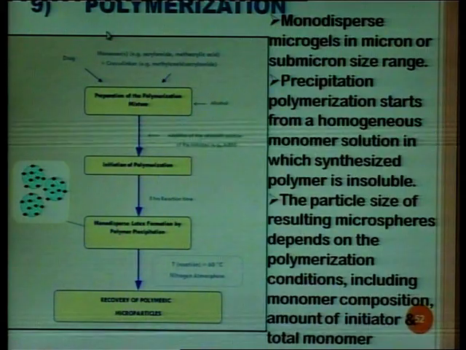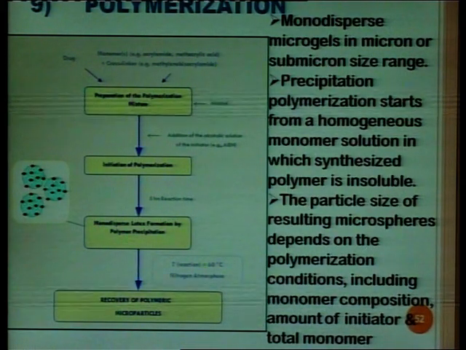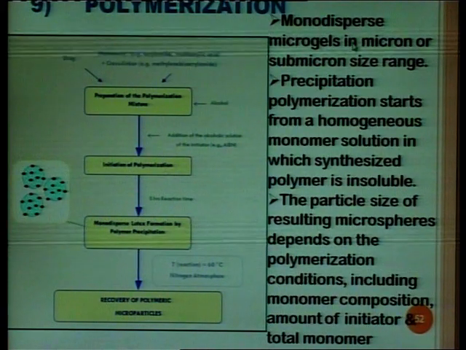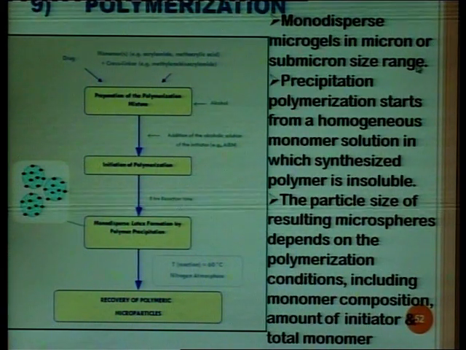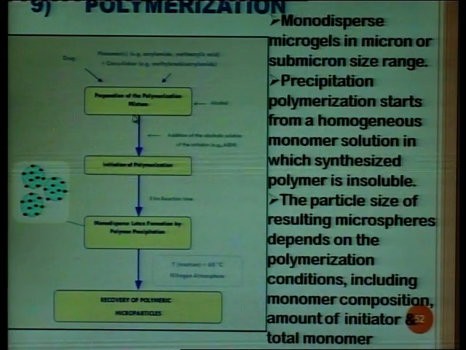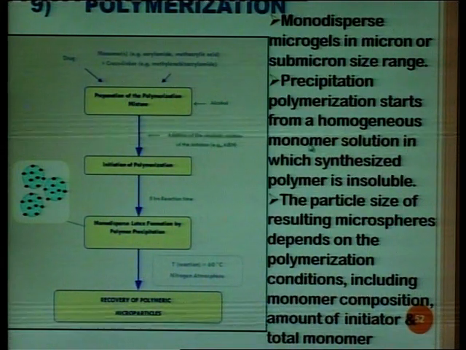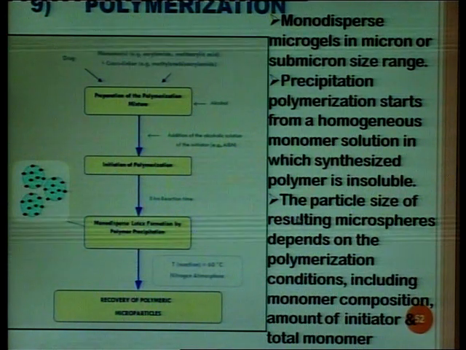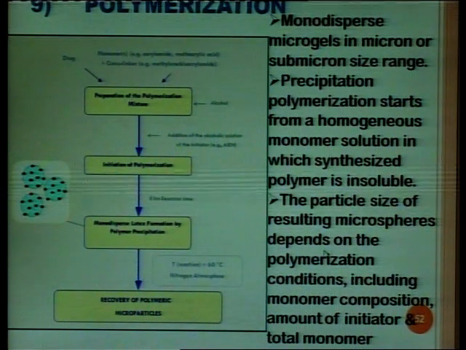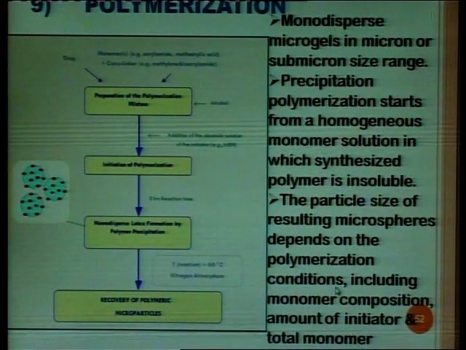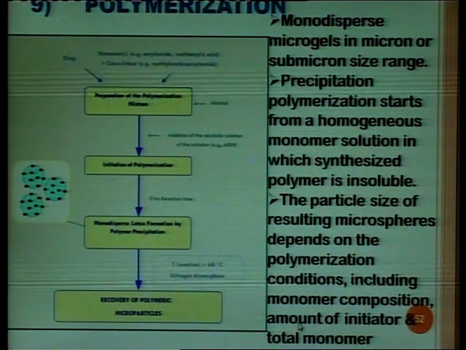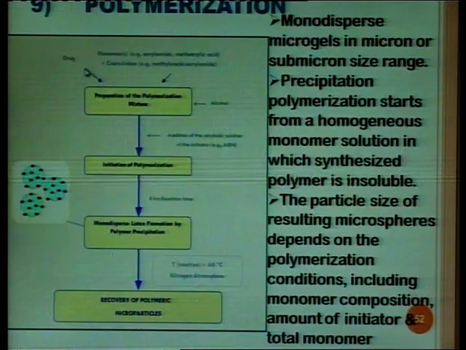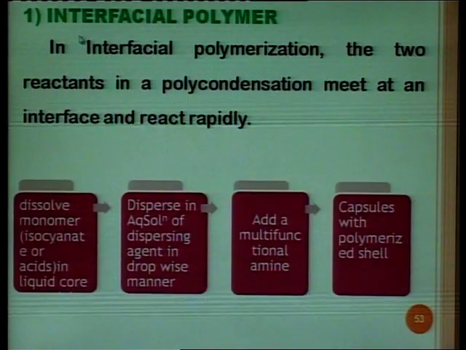So, next technique is polymerization technique. In polymerization technique, monodisperse microgels in the micron or submicron size range are formed, then precipitation polymerization starts from a homogeneous monomer solution in which the synthesized polymer is insoluble. Particle size of the resulting microspheres depends upon the polymerization conditions, including monomer composition, amount of initiator and total monomer concentration. So, in polymerization technique, we cover 3 methods.